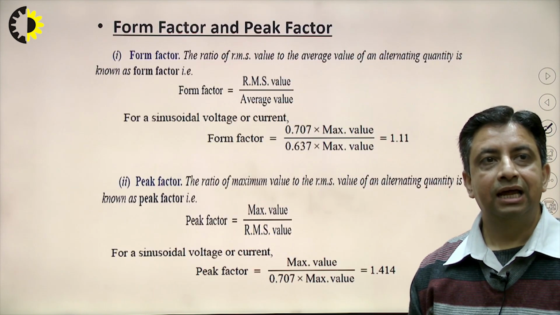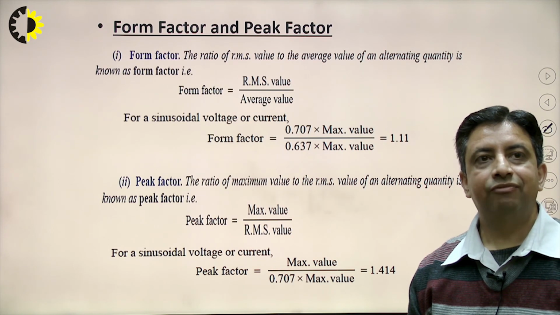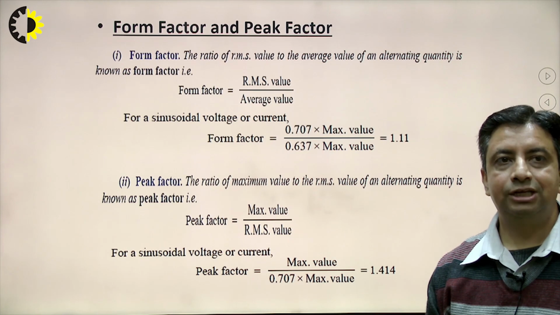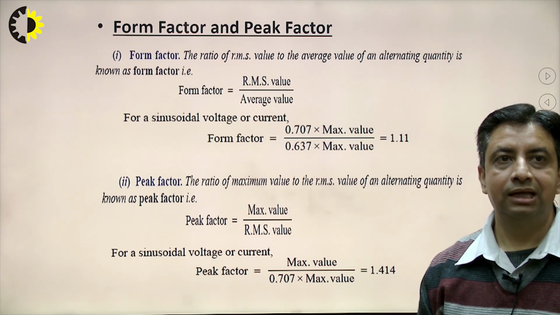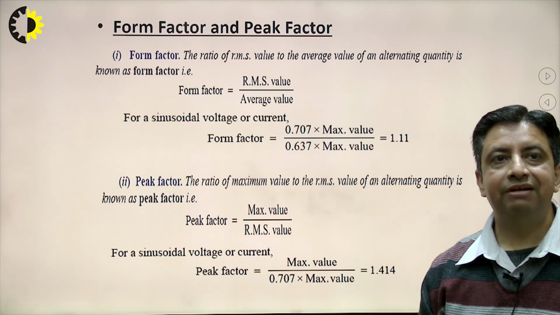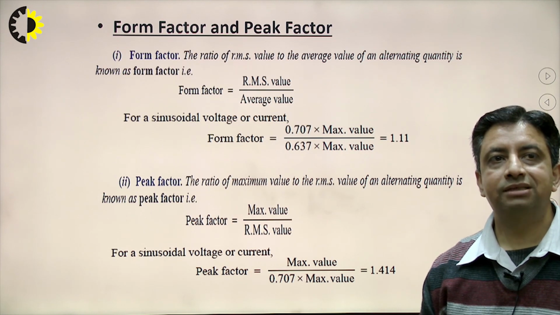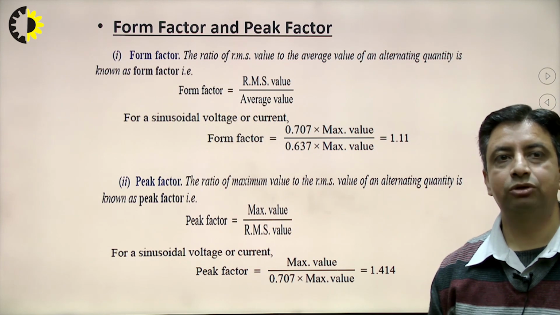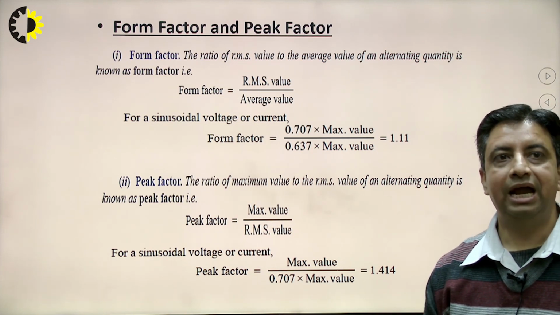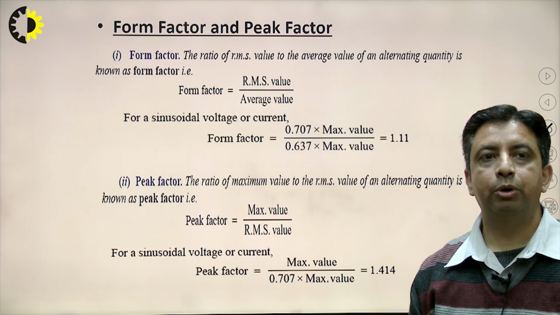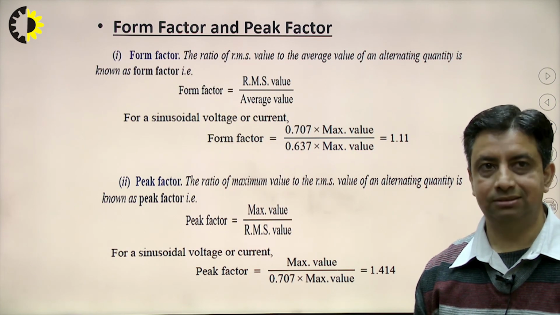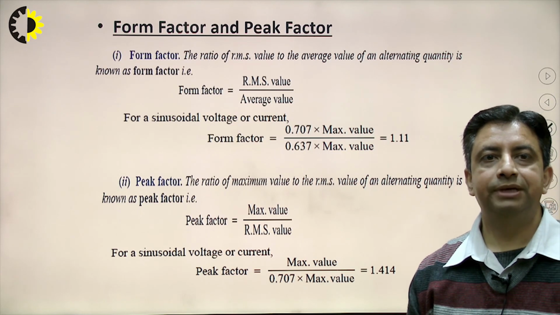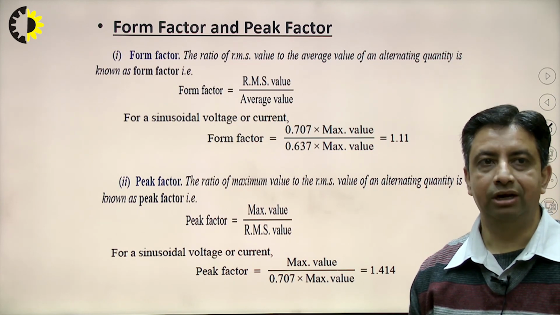Now the next thing is the form factor and peak factor. Form factor is the ratio of the RMS value to the average value. We have derived the expression that in terms of maximum value, the RMS value for a sine wave is 0.707 times the maximum value, and the average value is 0.637 times the maximum value. So the form factor for a sine wave will always be equal to 1.11.